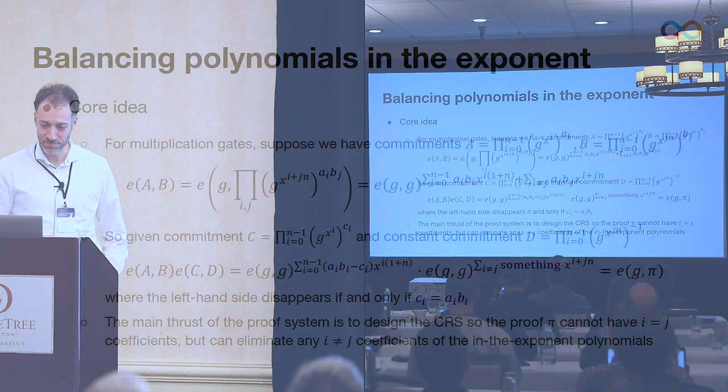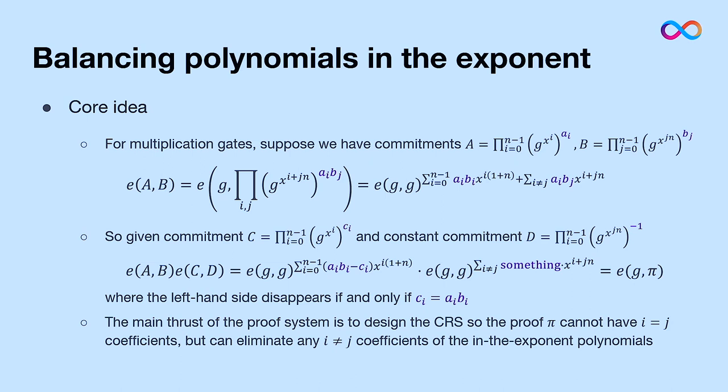Okay, so the core idea of this proof system was really to have a common reference string which has group elements raised to some secret powers of X. And that's something that we've used throughout in lots of SNARK constructions. Basically what you commit then is, you take some elements and you raise them to a_i and multiply them together. And the core idea is basically a balancing of polynomials. So if you work out the math and you pair two such commitments, what you get is a polynomial in these secret x values.